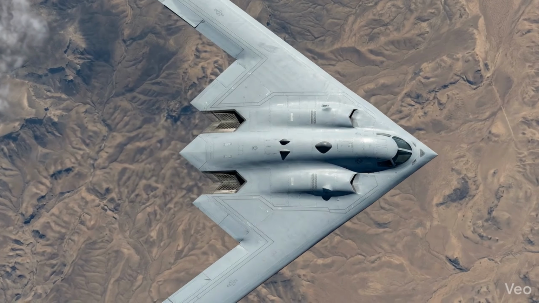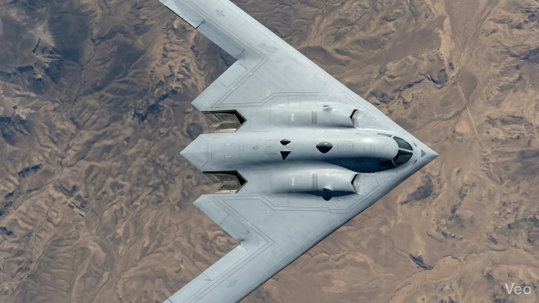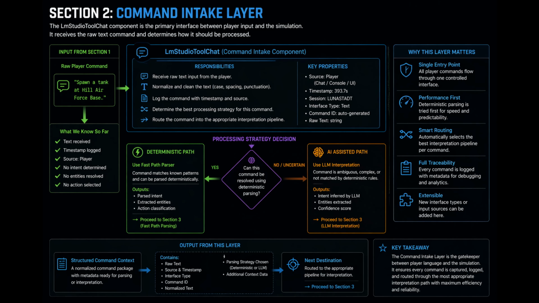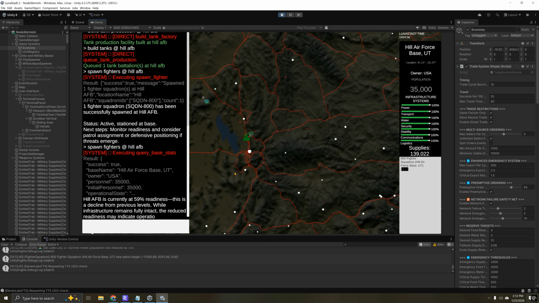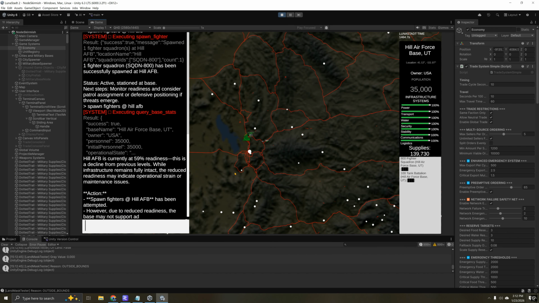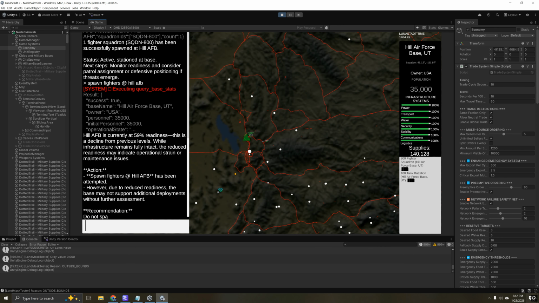This input is received by the LM Studio ToolChat component. This system functions as the primary interface between player input and internal processing. Its responsibilities include receiving and normalizing input, determining processing strategy, and routing the command into the appropriate interpretation pipeline. At this stage, the system decides whether the command can be resolved deterministically or whether it requires language model inference.